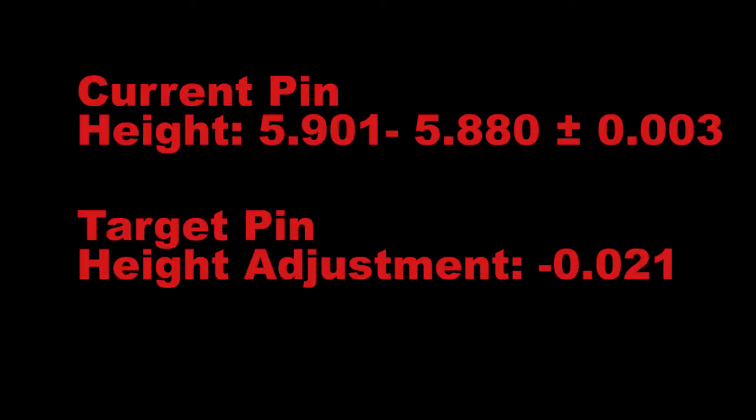Now compare the current pin height to the target specification. The current pin height is 5.901 and the target spec is 5.880 plus or minus 3. We will always aim to be right on spec, so we need to come down 0.21 of an inch.